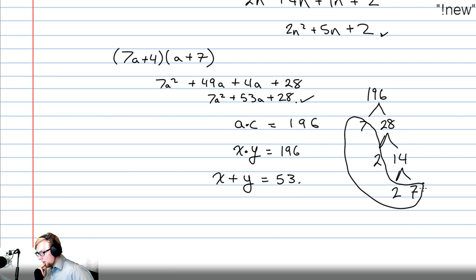So what did you end up having as your factors for the 196? 49 and 4. So, 7 times 7 and 2 times 2. Did you see that? Yeah. So you just broke it down to the prime numbers. Yeah. And then multiplied them all.